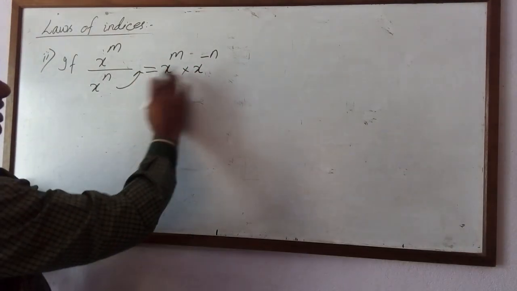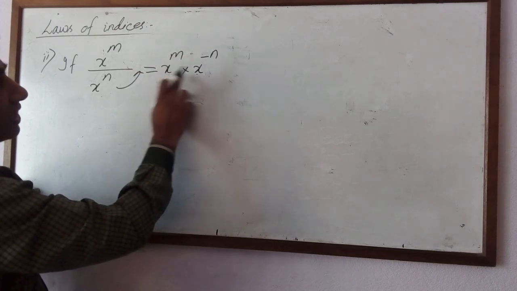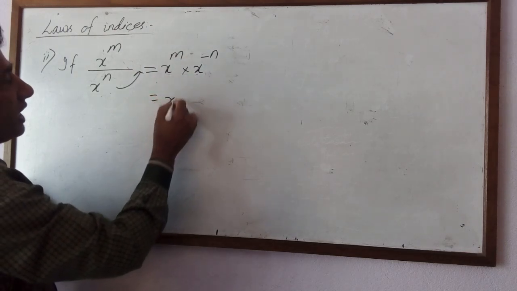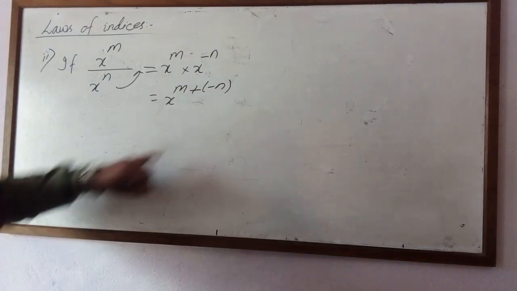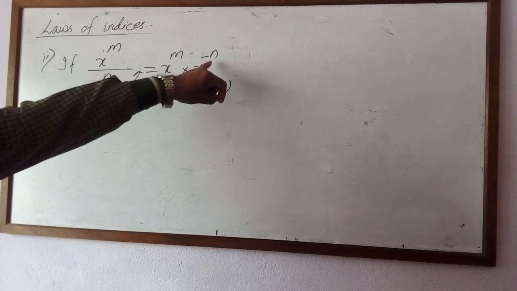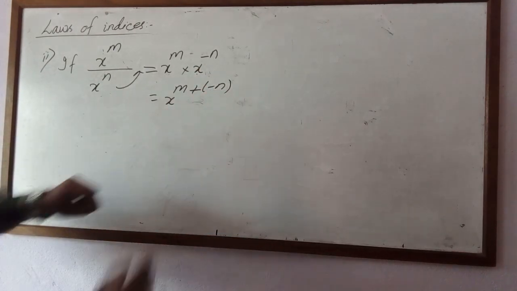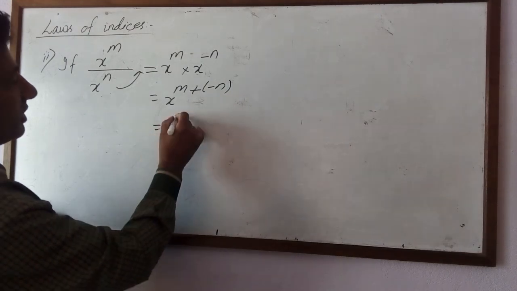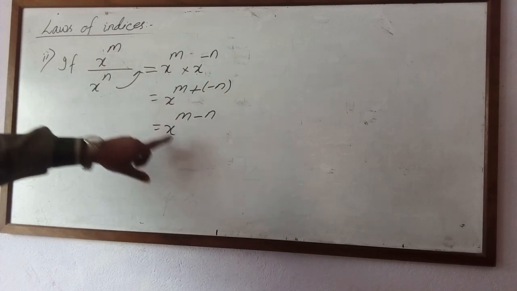Now, again here we can use the rule of multiplication. They have the same base. Here also x, here also x. Then we can do x power m plus minus n. Just to make you clear, I am writing a plus sign. Its power is negative, minus n. That's why plus times minus. It will be x power m minus n. Now this is the result.